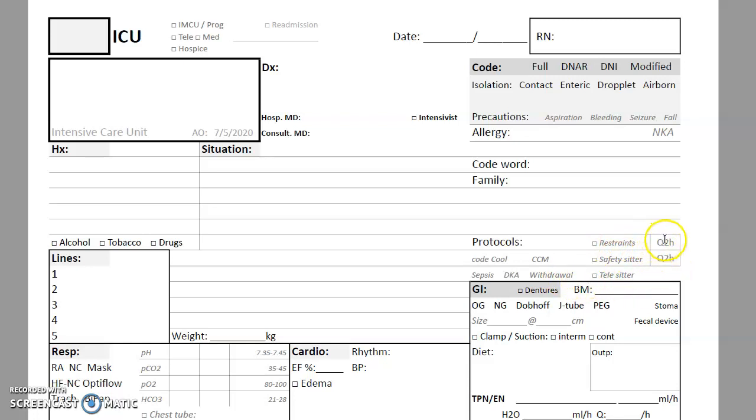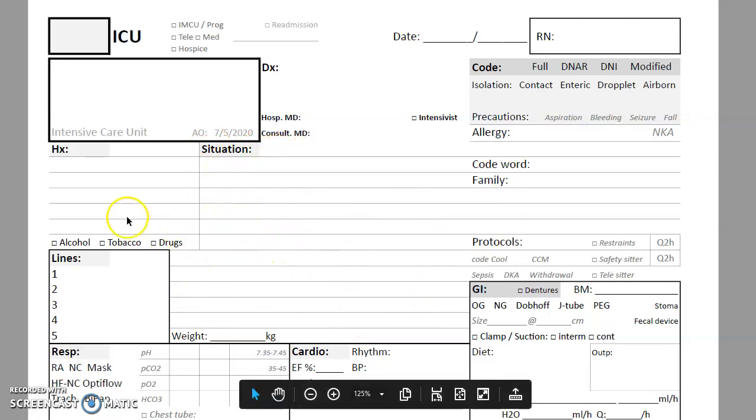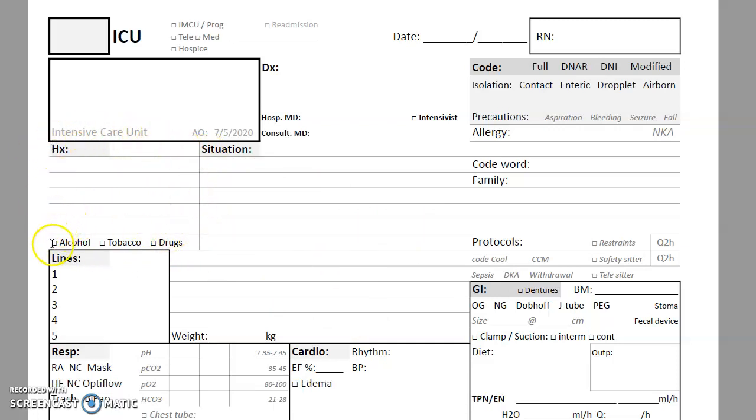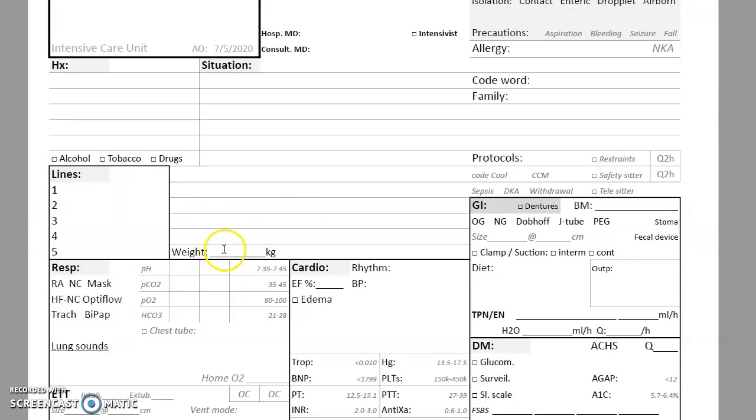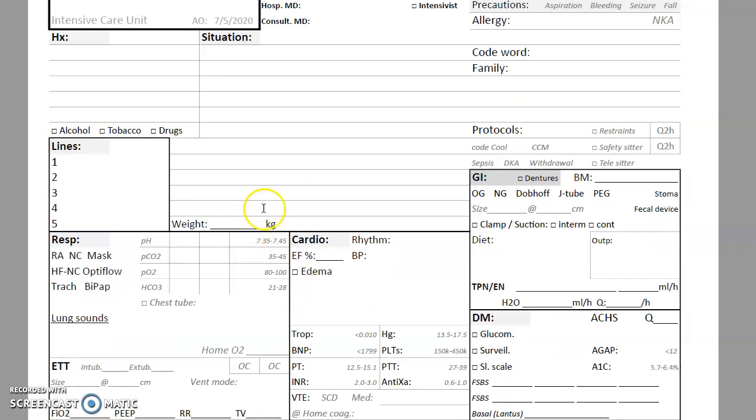And if you see a little box like this, it's usually a Q 2 hours documentation or checks that at the end of the shift I usually cross, make sure I document it, restraints every 2 hours per hospital policy. This area for the situation, you usually describe what happened to the patient, any updates go in here. Right here, history of patient medical history, and if they're using alcohol, tobacco, and drugs. Right here your lines and all other access that you have for the patient. Usually right here is the area for patient weight in kilograms.